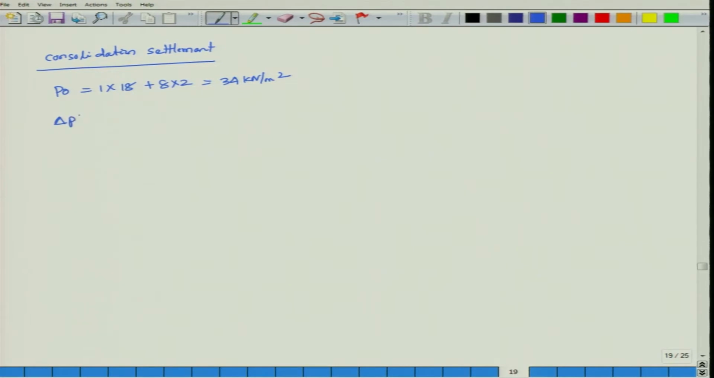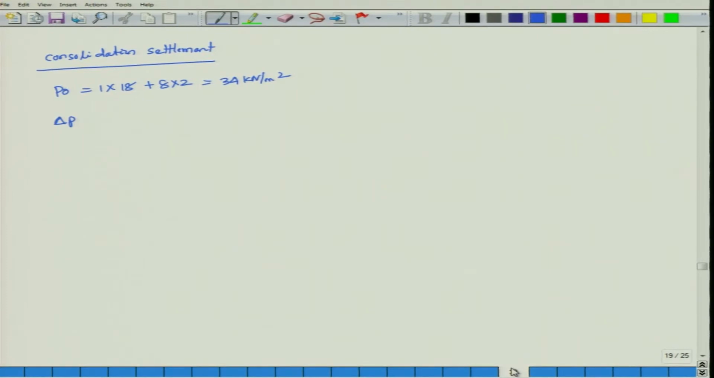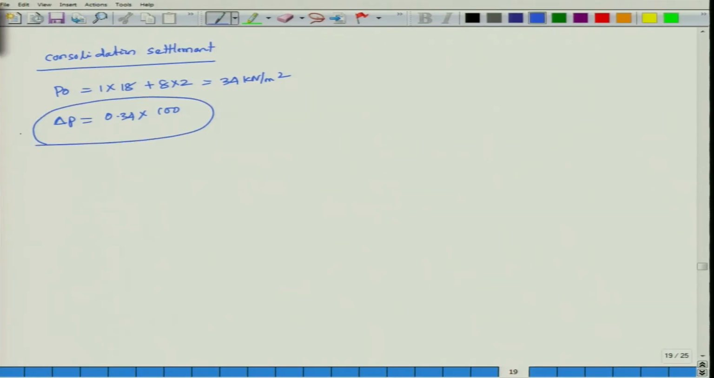Delta P, the increase in stress because of the external load, I have not covered that one yet; that will be after settlement. I just put it here. For rectangular loaded, delta P is equal to 0.34 into 100. 100 is your load intensity, 100 kN/m², from your 400 kN load. Here it is 2 meter by 2 meter. This part I will discuss after settlement, then again I come back to this problem. So this comes out to be 34 kN/m².